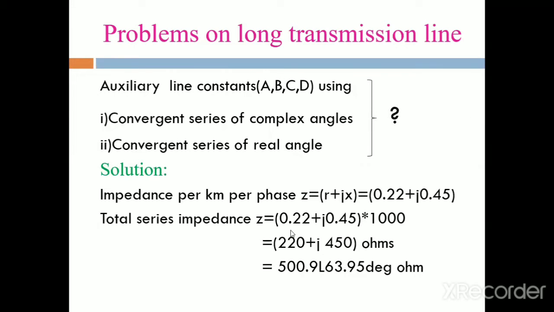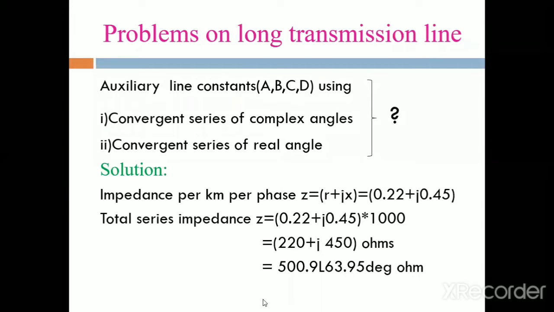Next, coming to the solution. First, we calculate the impedance, that means Z. Z is equal to R plus JX. First we calculate the impedance per kilometer per phase, that is Z is equal to R plus JX.